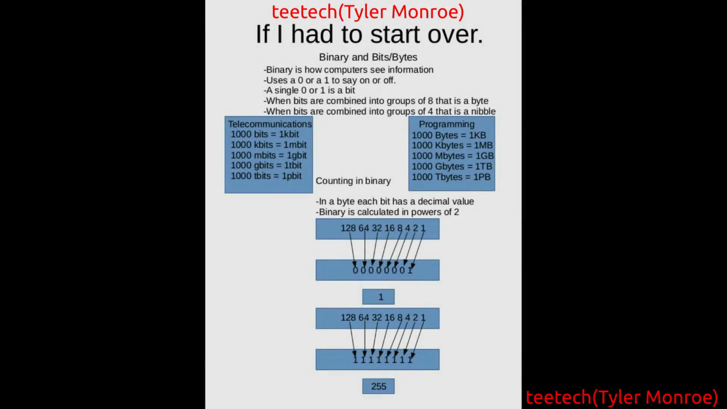All right, welcome back. So, as I said, instructions and programs. Well, what those are is binary, and those are represented in bits and bytes. All right? This is what instructions are in a program. So binary is how computers see information.